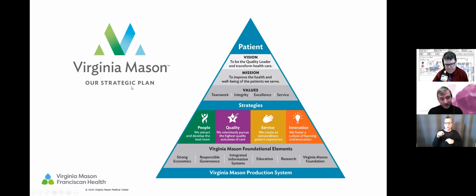So this is our strategic plan, and I think this picture paints a really good depiction of where our management system sits in our organization. We see it as the foundation for all the work that we do. So Virginia Mason Production Systems sits at the bottom, and the idea is that anytime we do work across our key strategies or foundational elements, we are using our management system. We're using the tools, the methods, the resources that a management system provides us to manage and execute our work. We do this because we put the patient at the top. So everything that we do, we are doing for the patient.